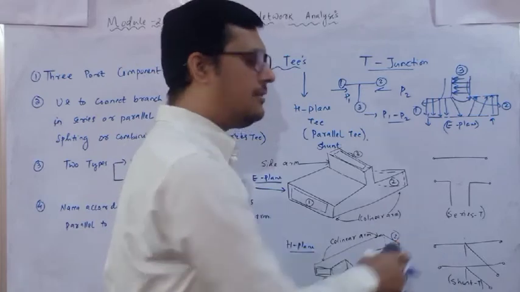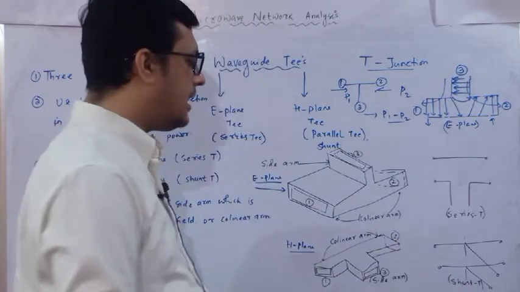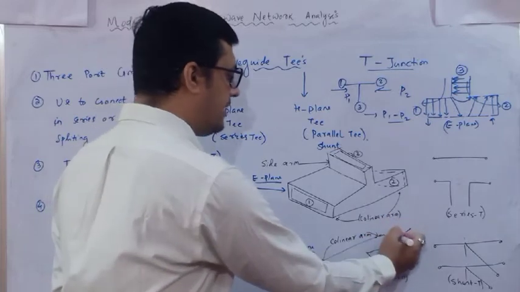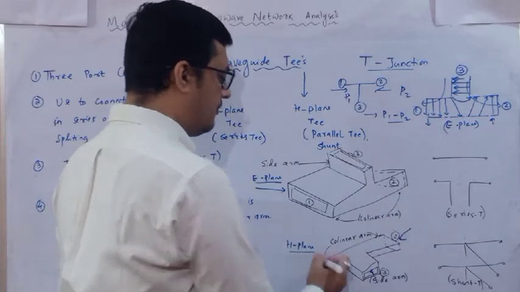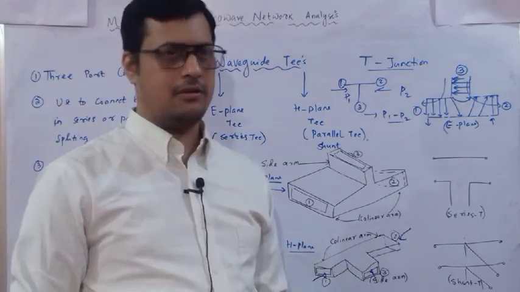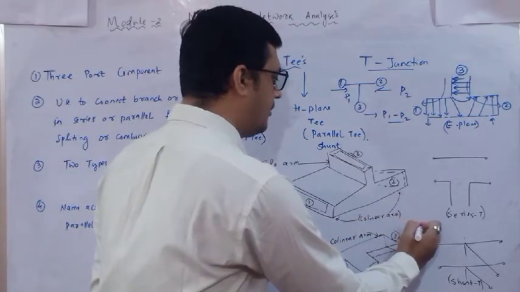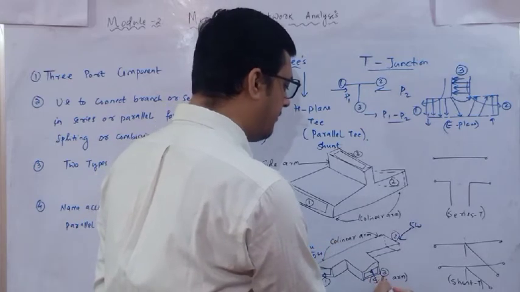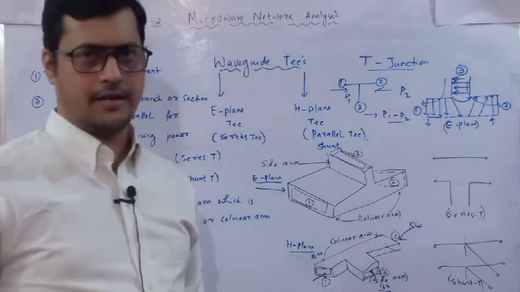With the help of this we can combine the power. Means if I provide the power at port 2 and 1, the total power available at port 3 will be added up. Suppose here you are providing 5 watt and here you are providing 10 watt. At port 3 we will get 15 watt. It is a power combiner.